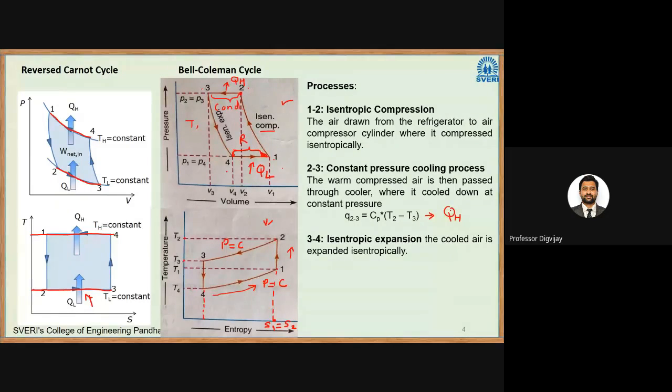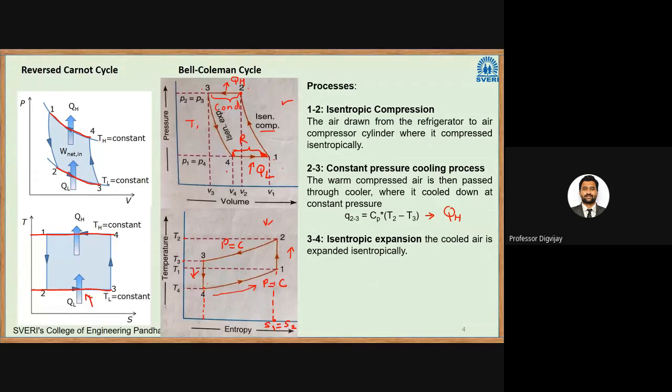Now the third process in this diagram is isentropic expansion. Again, isentropic means the entropy remains constant. So see here, the 3 to 4 process. Entropy at point 3 is equal to entropy at point 4.